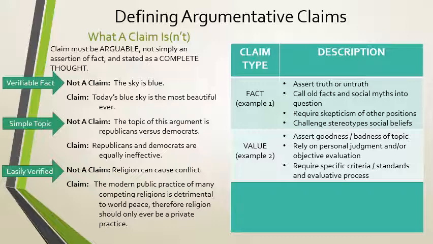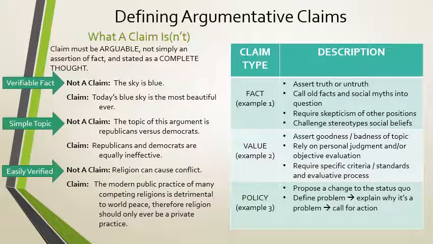The third claim, the one that says the modern public practice of many competing religions is detrimental to world peace, therefore religion should only ever be a private practice, is the most complex one that we're going to cover, and that's a claim of policy. So you can actually oftentimes write a claim of policy that includes claims of fact and value within it. So it includes an assertion of truth, then it includes an assertion of good or bad, and then finally it's going to propose a change to the status quo, which you can see in that third claim, that religion should only ever be a private practice.